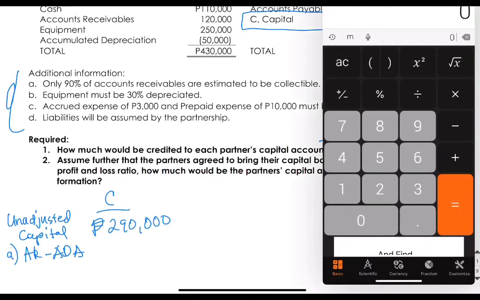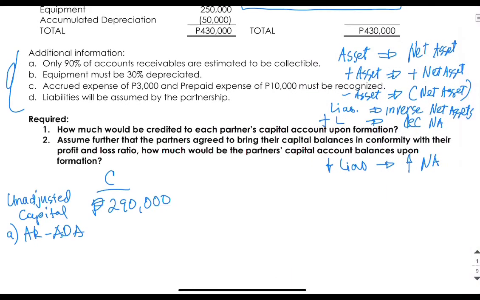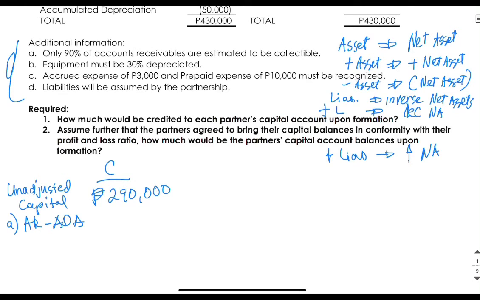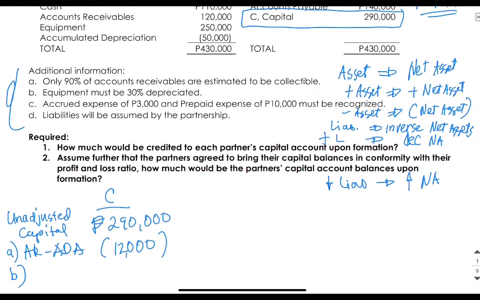So your AR is 120,000. 10% is 12,000. Since it is a decrease in your asset, the adjustment to the net asset would be a decrease also, 12,000 pesos. Okay, next we have letter B. Equipment must be 30% depreciated.